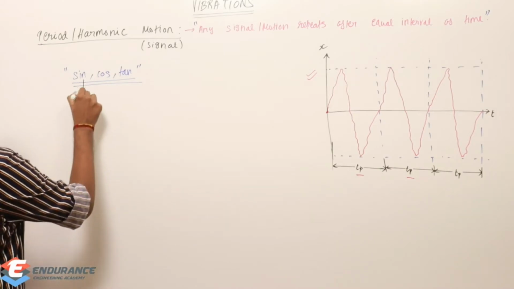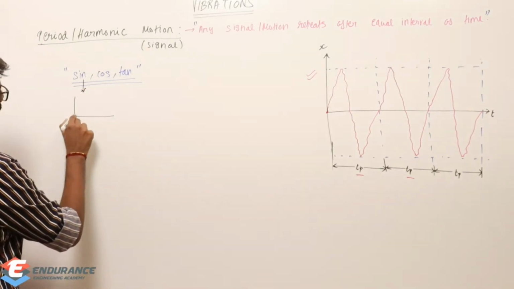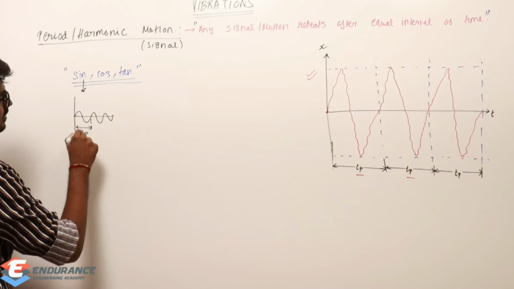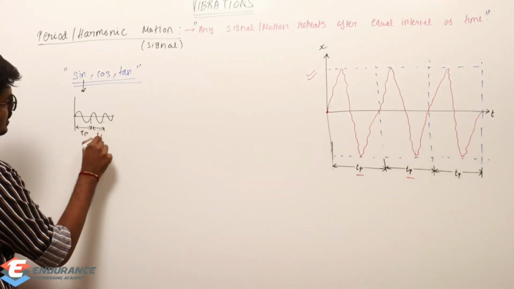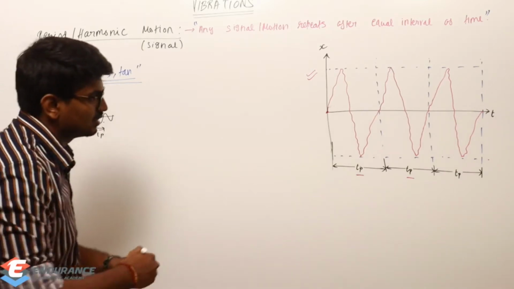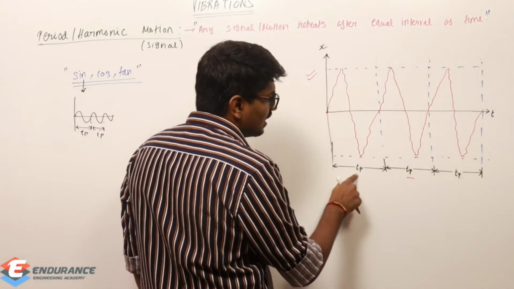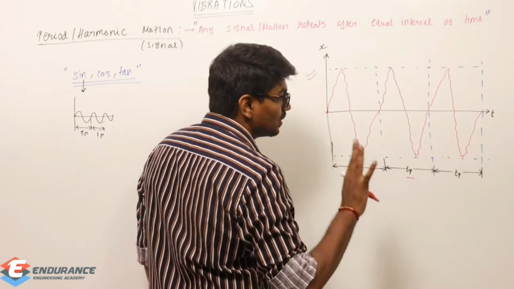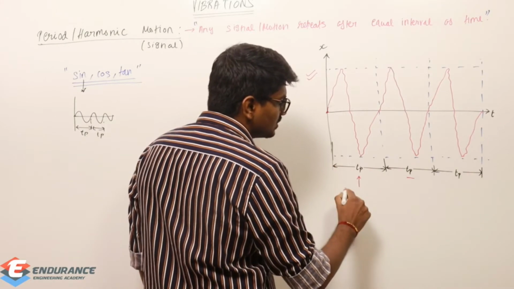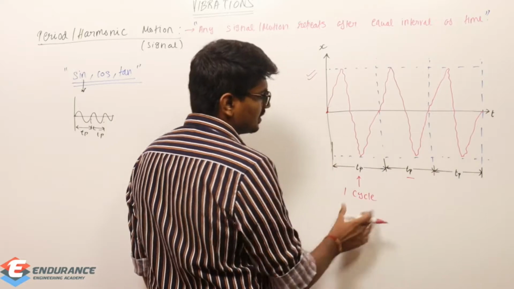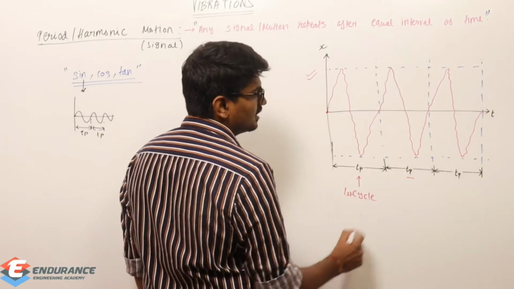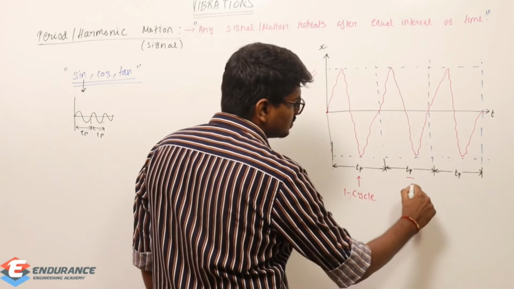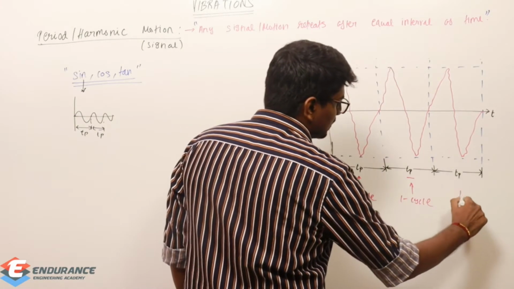And if you take sine, I said that sine is periodic, right? This is how it repeats. See, this is my time period, this is my TP, after which it again repeats. That is an equal time interval after which it starts repeating. That TP is called the time period, and this is called one cycle. This is my first cycle, and this is one cycle, and this is one cycle.